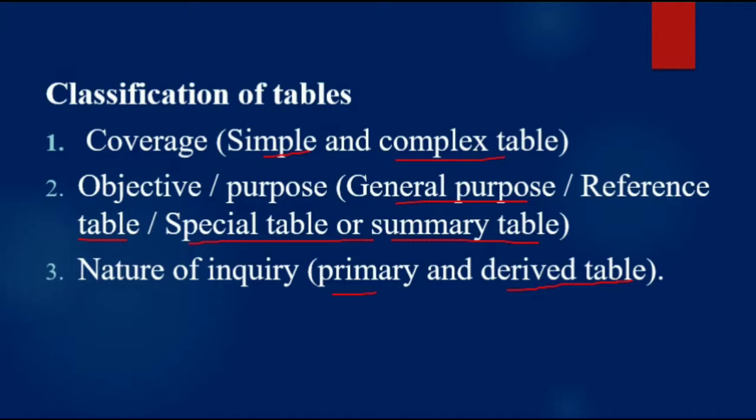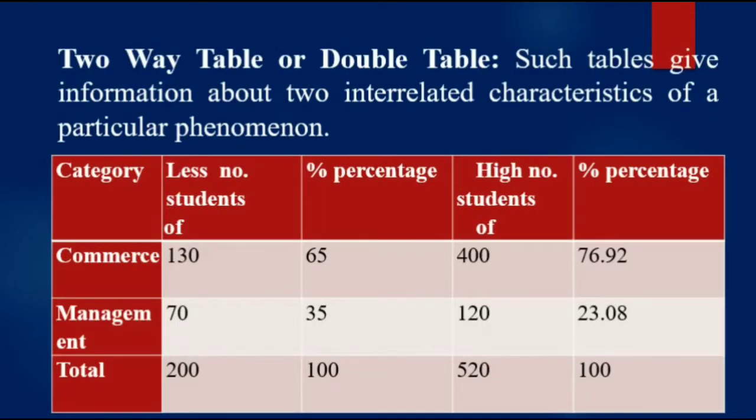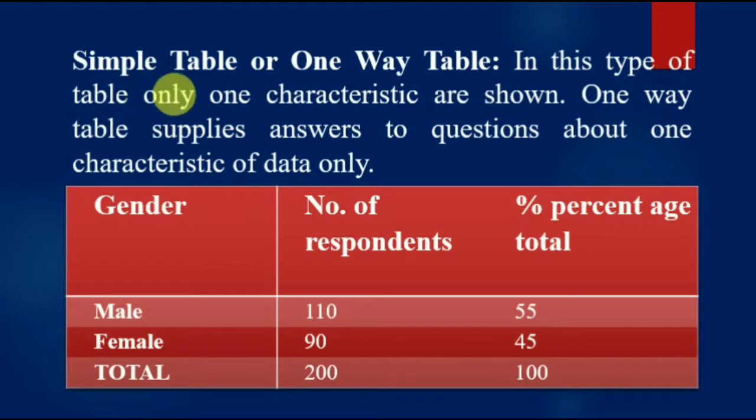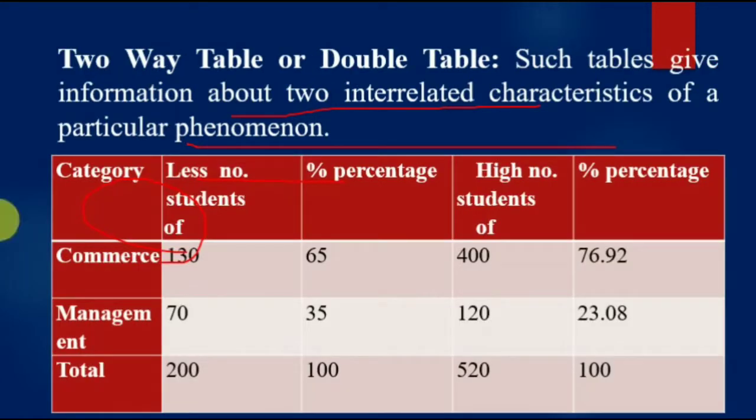Now let's see some examples, especially simple and complex tables, how one-way and two-way tables are classified. Let's see one-way classification, that is a simple table or one-way table. In this table only one characteristic is shown. A one-way table supplies the answer to a question about one characteristic of the data only. For example, gender: the one characteristic is male and female. So the table tries to simplify one characteristic. And two-way classification, here we'll say different percentage of marks.